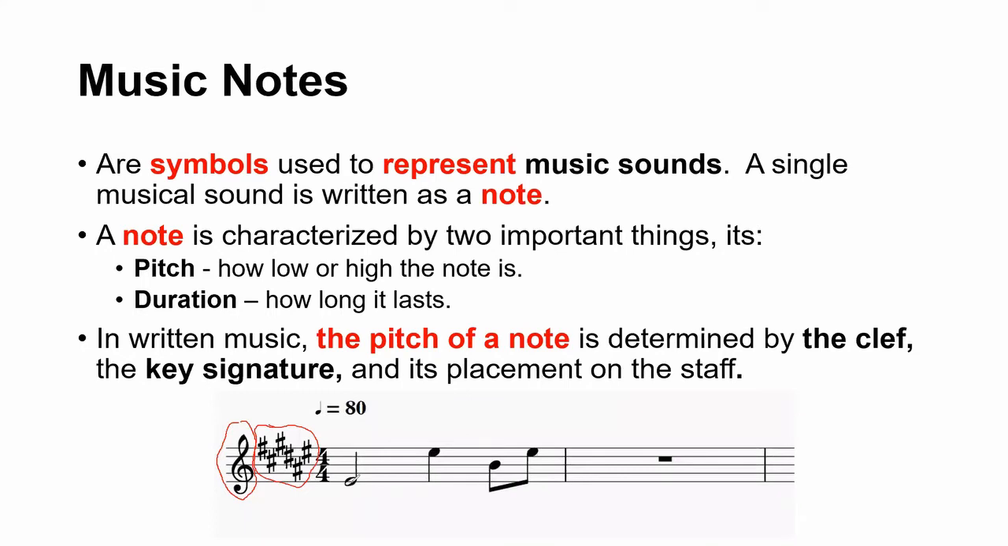So for example, these are music notes. This is a music note. This is a music note. This is a music note. This is a music note. So the pitch of a note is determined by where it is placed on the staff. This note here is lower on the staff than this note here. This note is higher on the staff. So that means that this note has a lower pitch, but this note has a higher pitch.